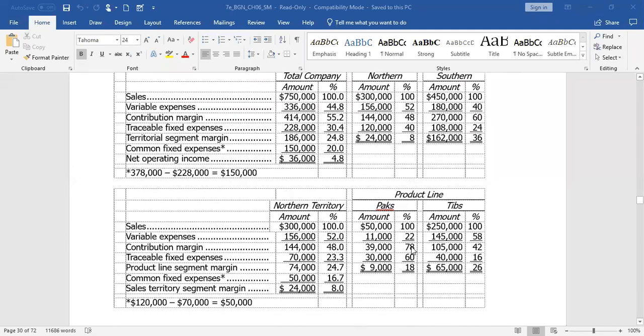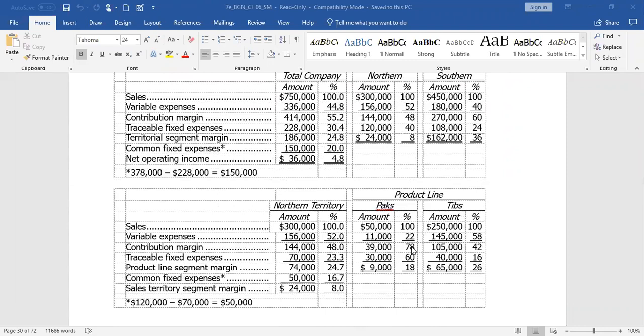Now, in Part B, it tells us information specifically about packs and tips, 2 product lines of Northern. And we have to now break Northern down further using this information. So packs and tips have $50,000 and $250,000 in sales, respectively. You can see them listed there.